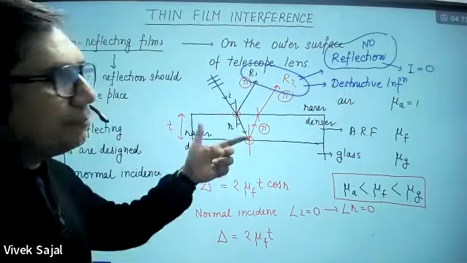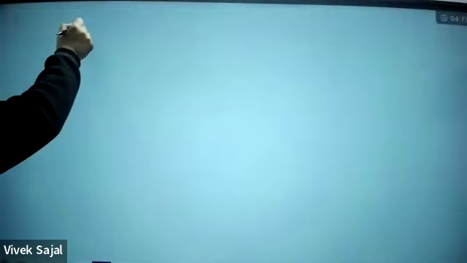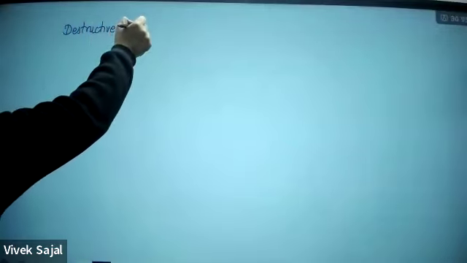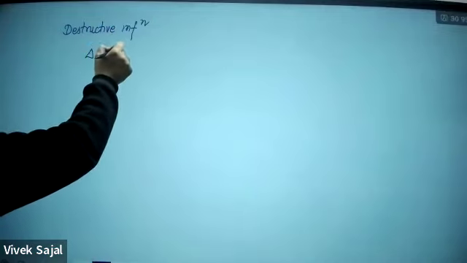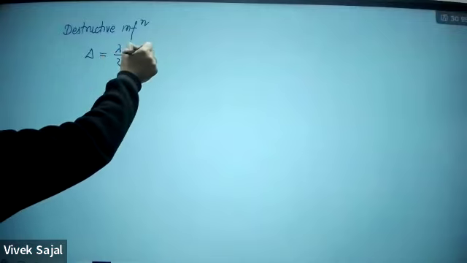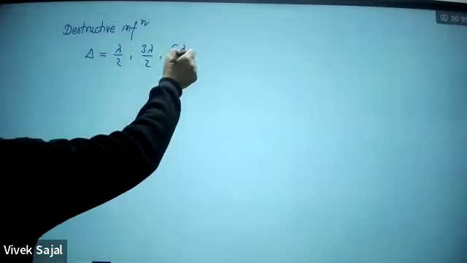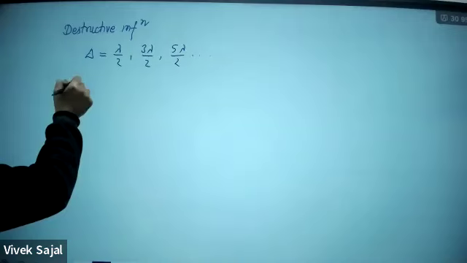So what is the condition for destructive interference? For destructive interference, you know that this delta should be lambda by 2, 3 lambda by 2, 5 lambda by 2. It should be like this. And what is this delta? This is 2 mu F t.